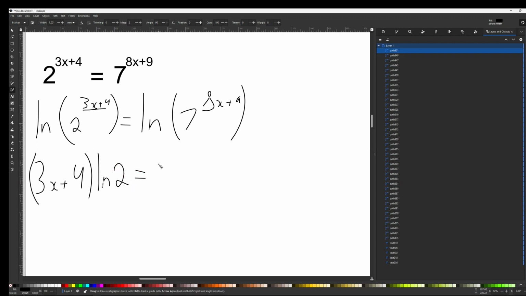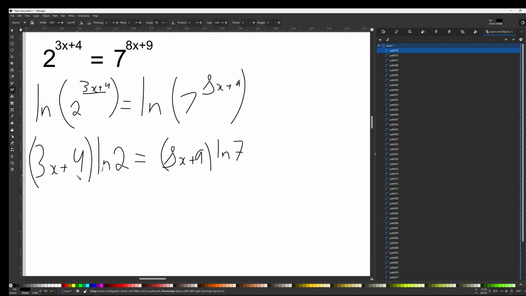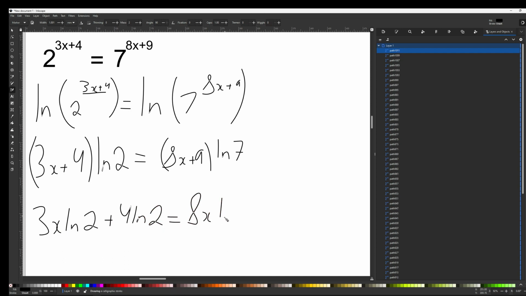Okay. (8x plus 9) in parentheses times the natural logarithm of 7. Okay, now we're going to distribute. So we're going to have 3x ln 2 plus 4 ln 2 is equal to 8x ln 7 plus 9 ln 7.